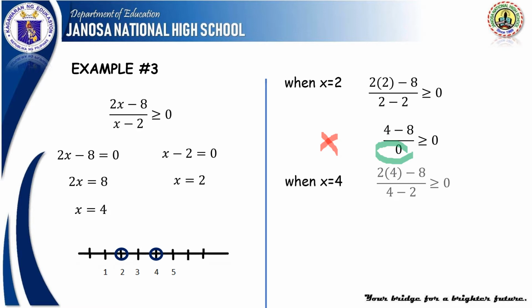So when x is equal to 4, we will have 2 times 4 minus 8 all over 4 minus 2 is greater than or equal to 0. By simplifying, we will have 0 over 2 is greater than or equal to 0. And 0 is equal to 0. Meaning, our critical value 4 is included in the solution.